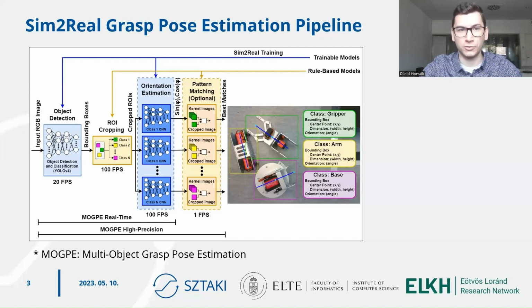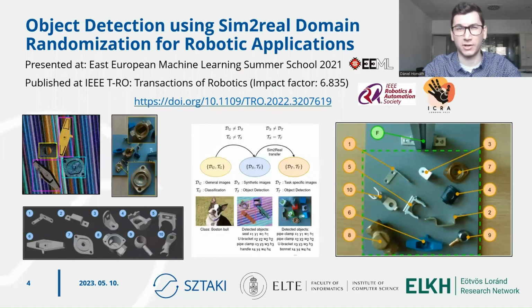So firstly, I'm going to go through these steps, and then I'm going to show you how the flow of information works in the robotic system. And then I'm going to talk about Sim2Real transfer, and eventually I'm going to show you our qualitative and quantitative results. Third part is the object detection.